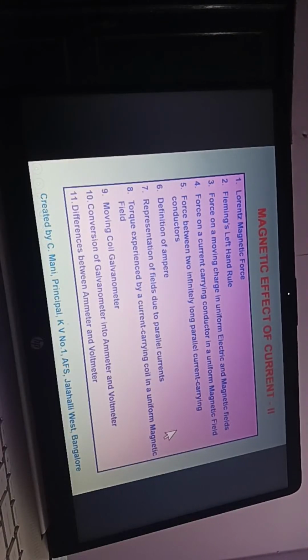Representation of the field due to parallel currents. The diagram, one is if the two currents are parallel, in the same direction, clockwise and anti-clockwise. Yes, if in two wires the current is in the same direction, will they attract or repel?